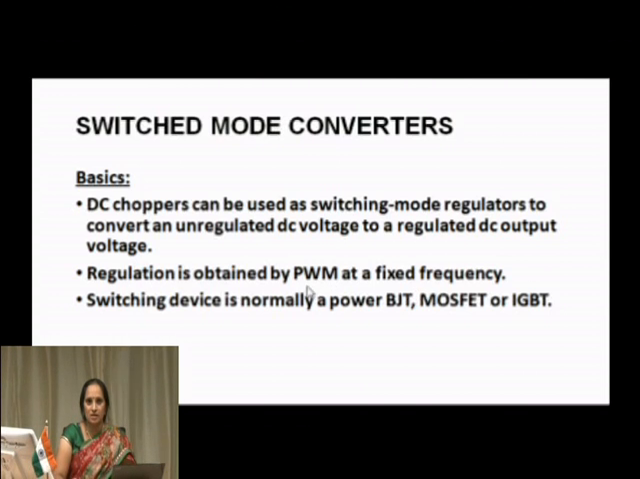So all the converters here deal with changing the on and off times of the switches, and the switching devices which are normally used in these circuits will be power BJTs, MOSFETs or IGBTs.